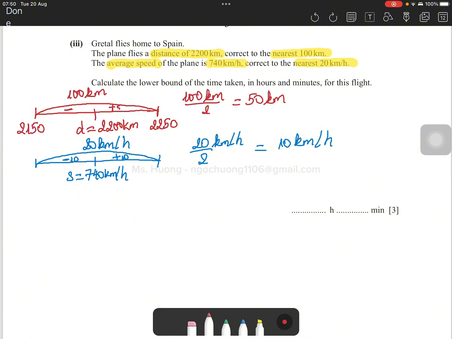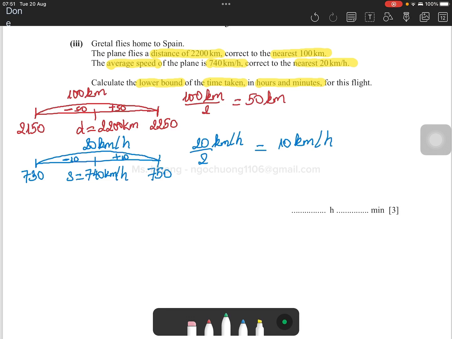We add 50 and we subtract 50 for the distance. So 740 plus 10 is 750. If we subtract 10, we get 730. So this is the upper and lower bound for the average speed. Now, calculate the lower bound of the time taken in hours and minutes.